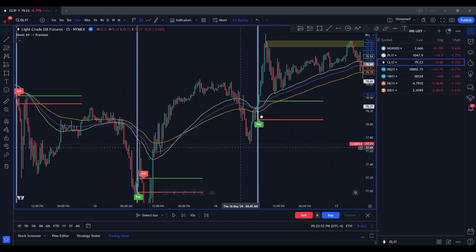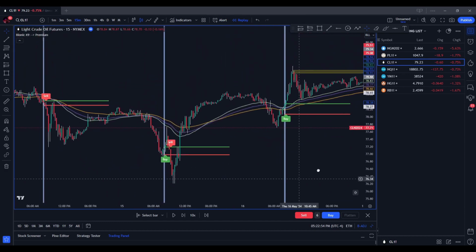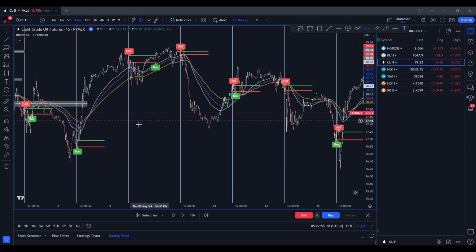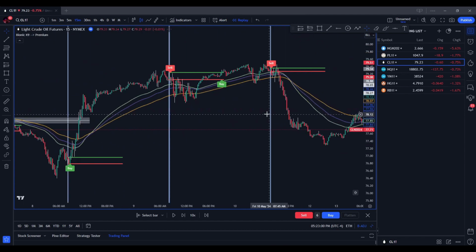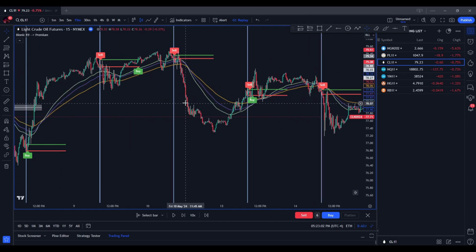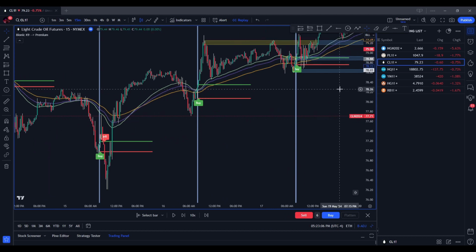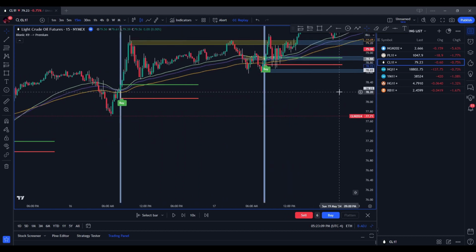You can see here, price gives a good buy. Price gives a good sell. Price gives a good sell. Price gives a good buy. So with the indicator, there's going to be wins, there's going to be losses, but you have to be consistent with what you're trading.